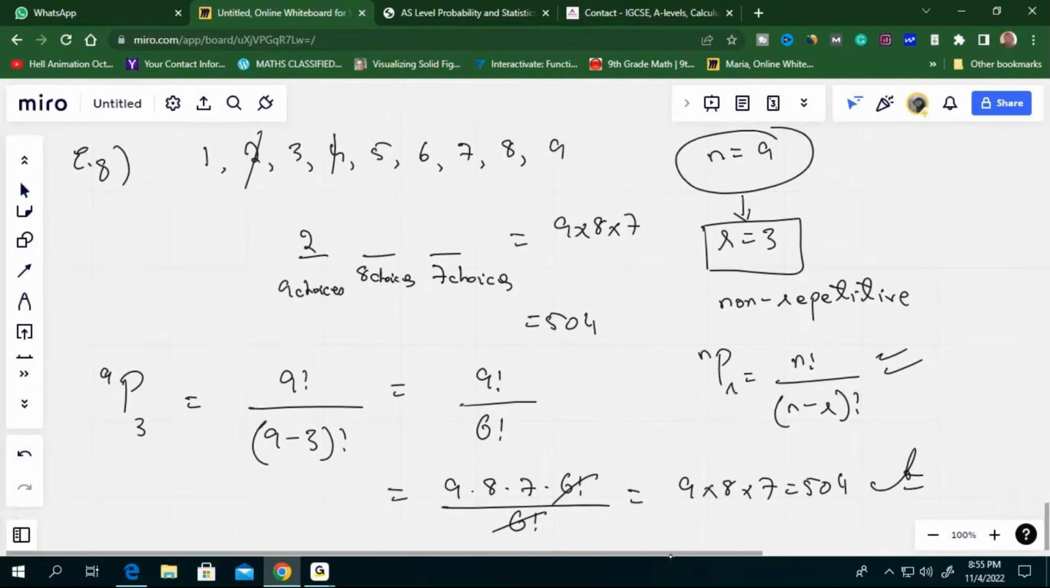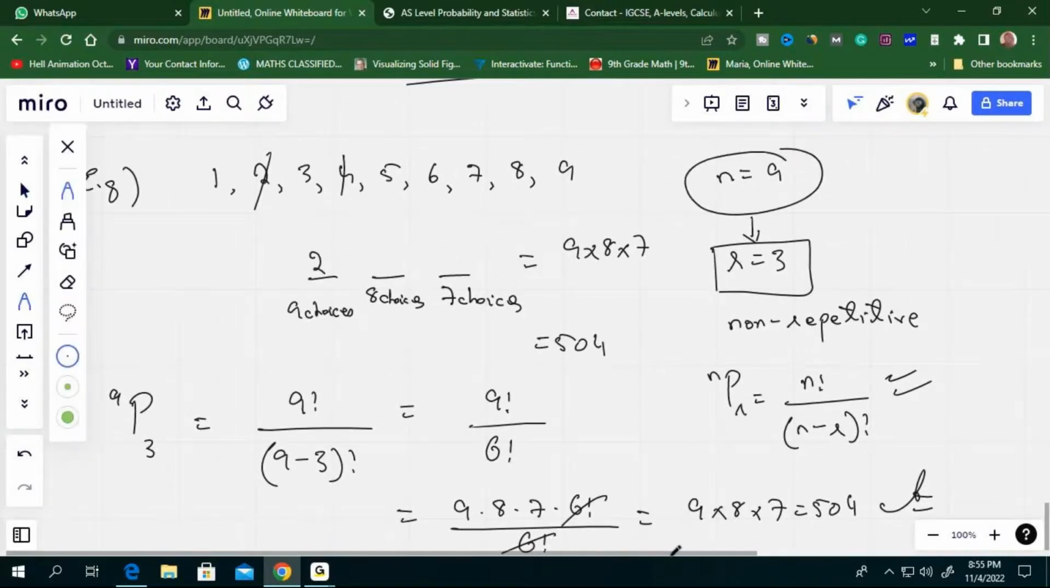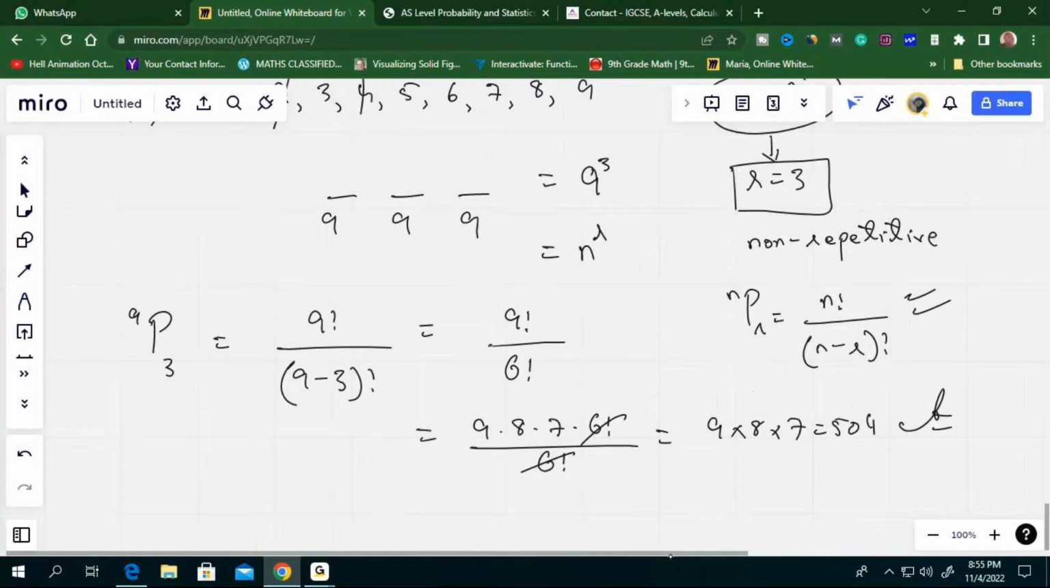If I ask you to make a 3-digit number and you have the freedom to repeat the numbers, where the n are all unique, what is going to be the method? Which case are you going to follow? You have 9 choices here, 9 choices here, 9 choices here. So 9 power 3 is going to be your answer. So this is n power r, case number 1. That's it.